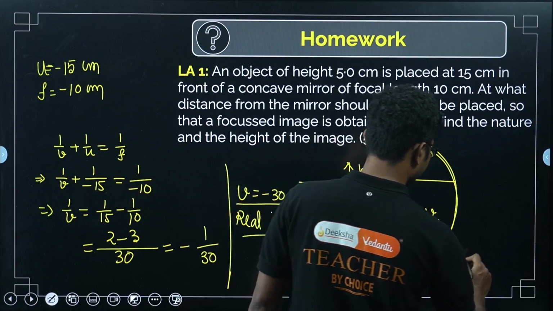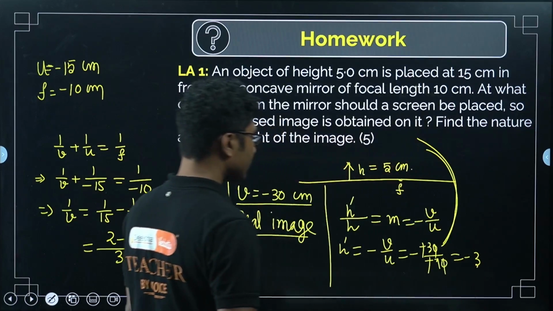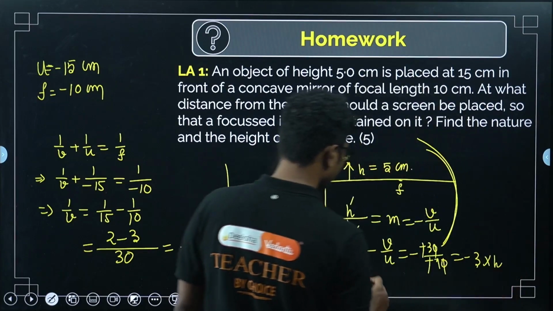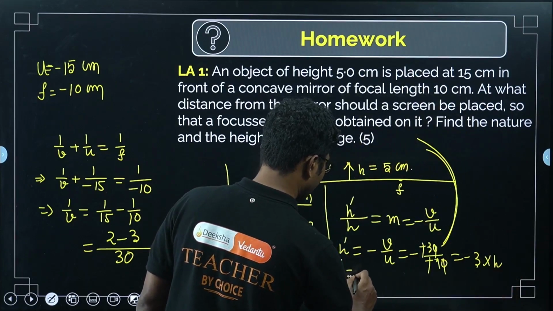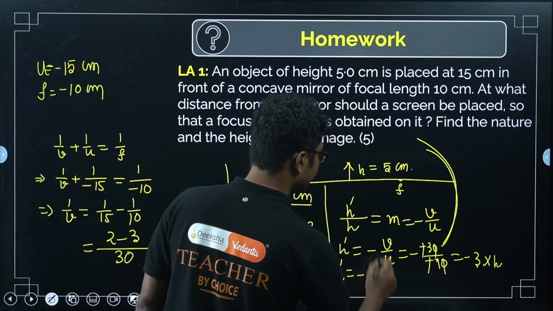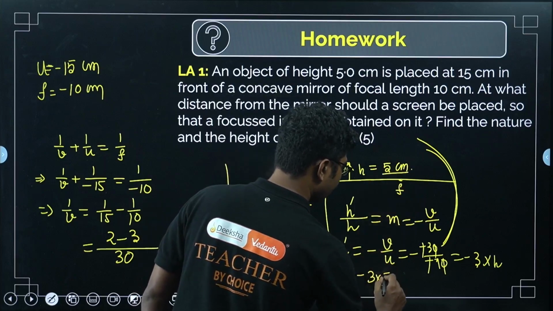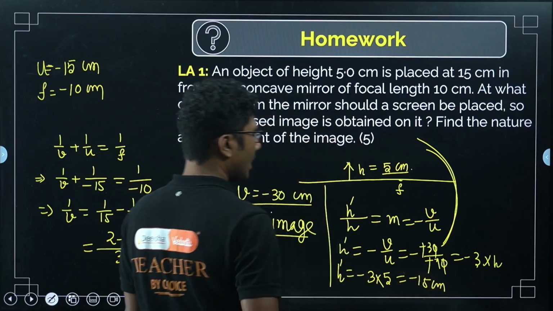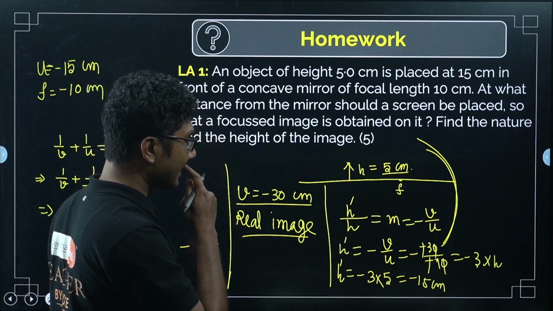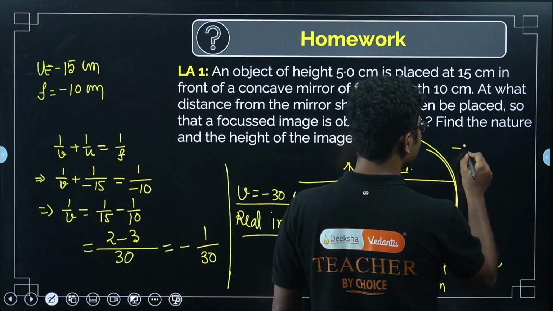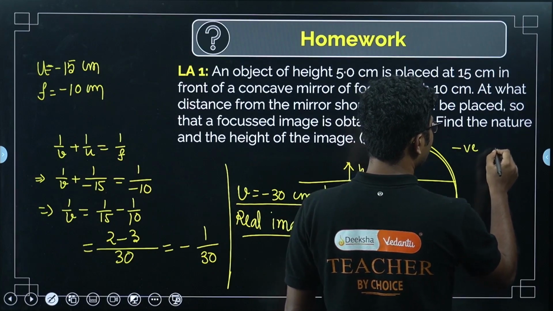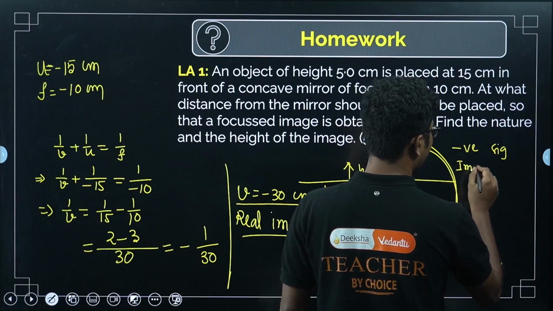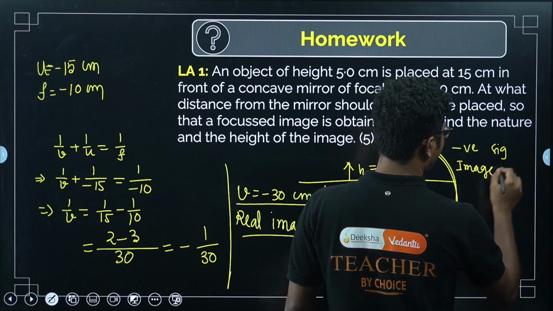So it is minus 3. Okay, so H dash is minus 3 times H. What is the height? Height was given 5 centimeter. So minus 15 centimeter. Okay, what is the significance of this minus? Negative sign signifies that the image is inverted.